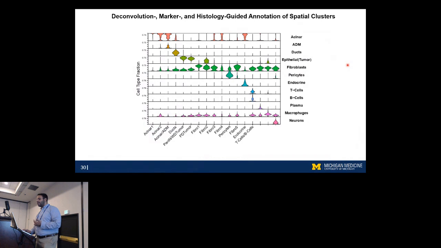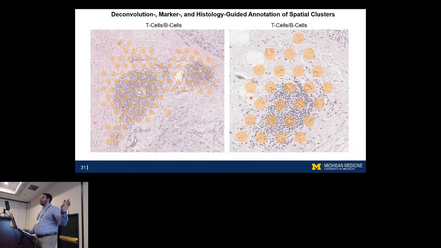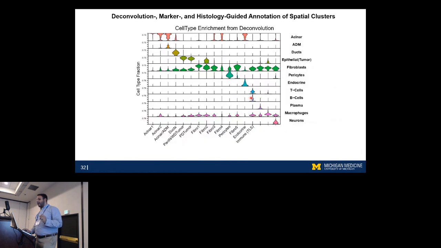And we do the same for the others until we reach this one, which is interesting as well. We have enrichment of T cells and B cells. When we look at the histology, this resembles what's known as tertiary lymphoid structures. Those are areas within the histology that are enriched for both T cells and B cells. So we call them TLSs.